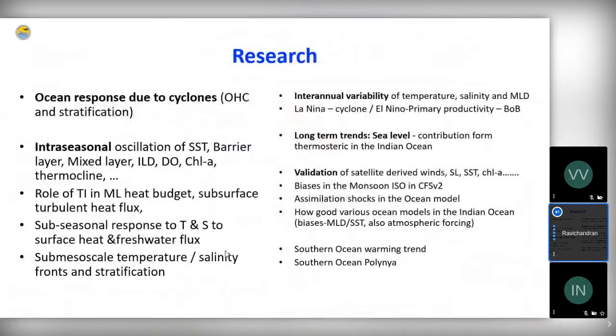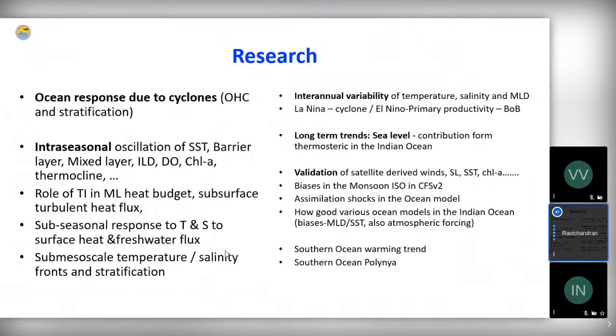I cannot comprehend all the things that have been brought out by these ocean observations. I just want to highlight some of the important things that have been brought out in these two decades of observations. So for the first time, we are able to see the ocean response due to cyclones, especially the ocean heat content and the stratification, and how the currents, temperature and salinity change during a cyclone.